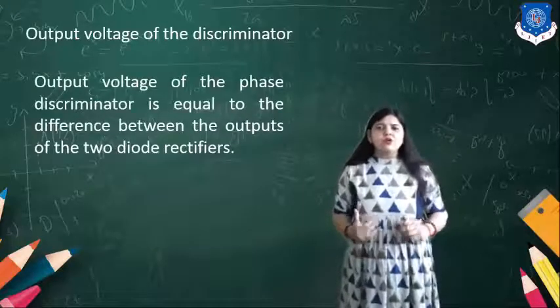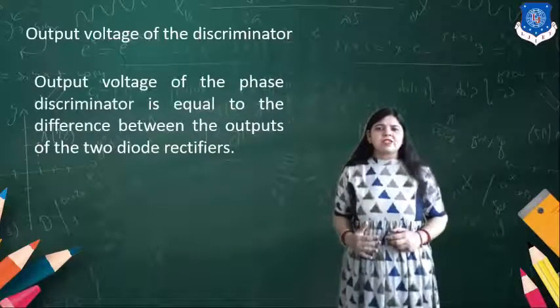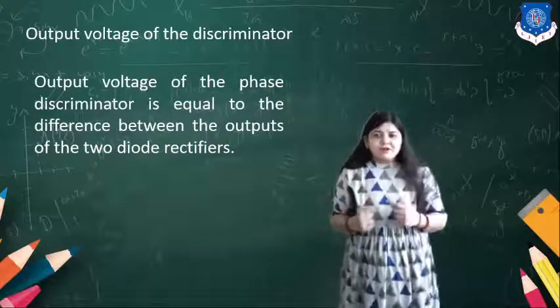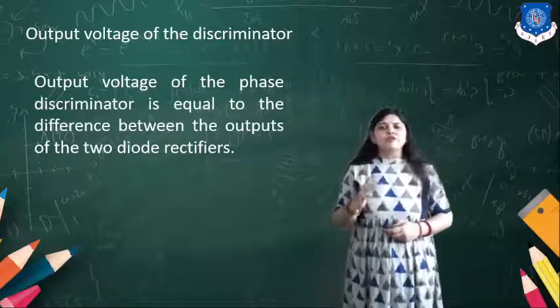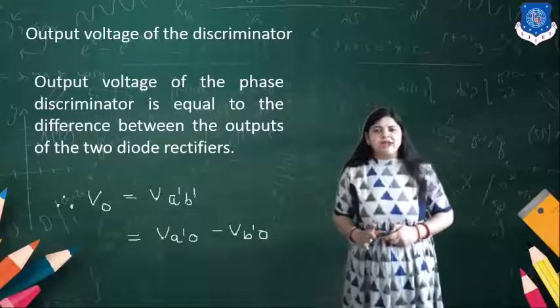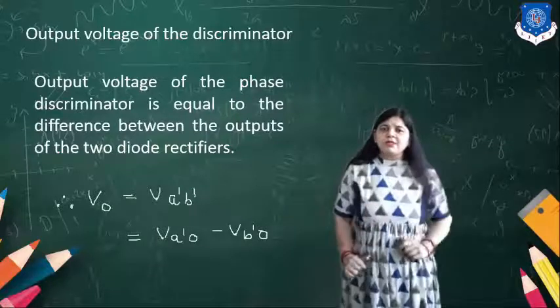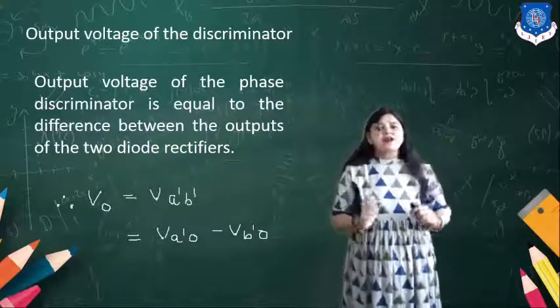Okay, so the output voltage of the phase discriminator is a phase difference, that is, a difference between the output of the two diode rectifiers. So now here, what is my output? My output at the output terminal is VA'B'.